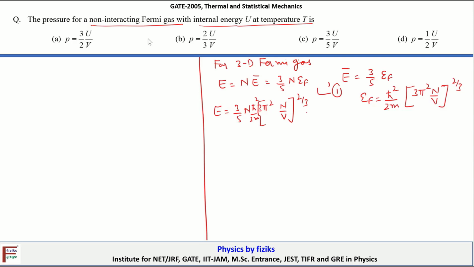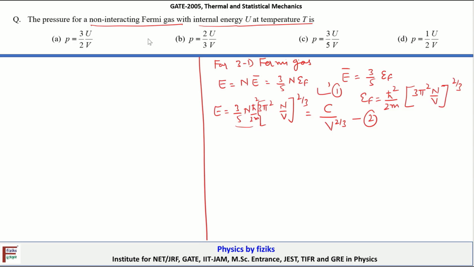And what I can do is write this as C divided by V power 2 by 3. I have done this intentionally because I am going to evaluate the pressure, which can be obtained by differentiating E with respect to V while keeping all the rest of the terms constant. That's why I have clubbed all the constant terms in this expression into the constant C.